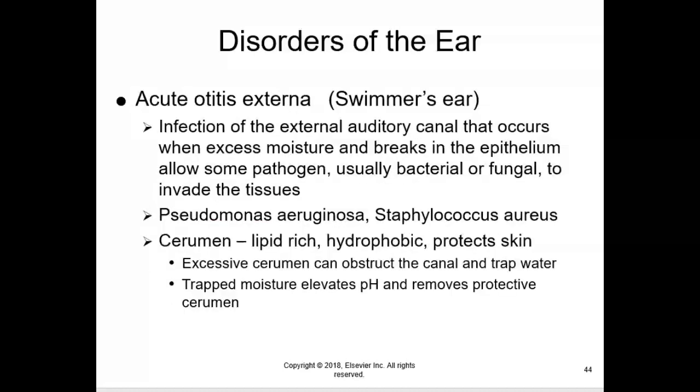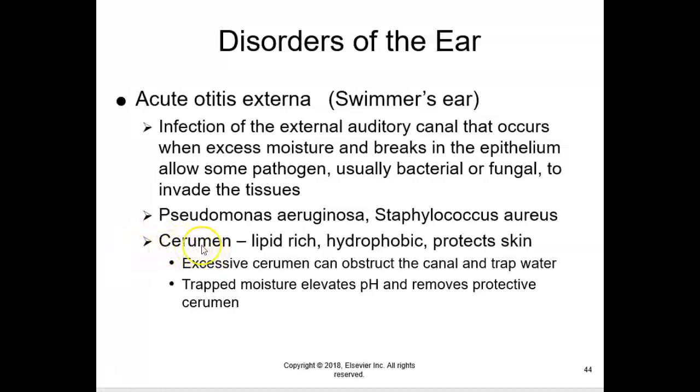Acute otitis externa is commonly known as swimmer's ear. So while acute otitis media was behind the tympanic membrane, acute otitis externa is more external. It's an infection of the external auditory canal that occurs when excess moisture and breaks in the epithelium allow some pathogen, usually bacterial or fungal, to invade the tissue.